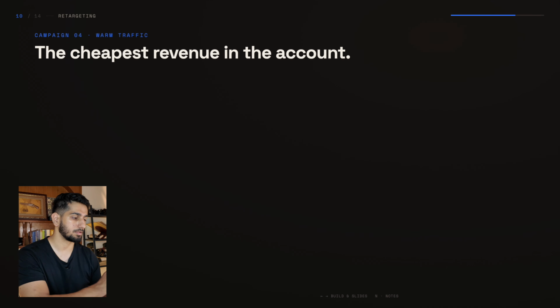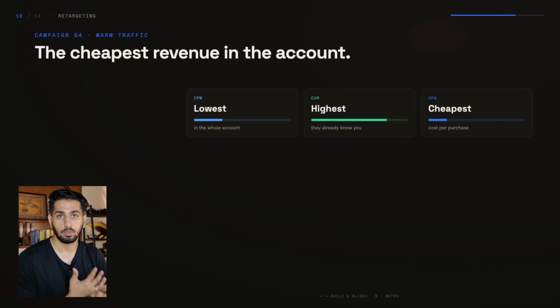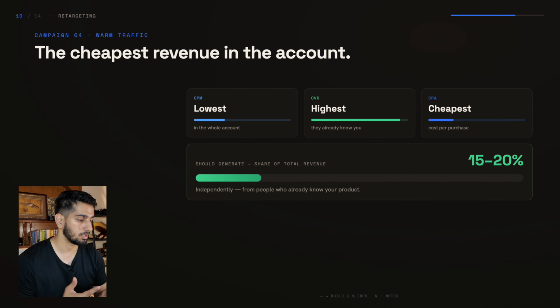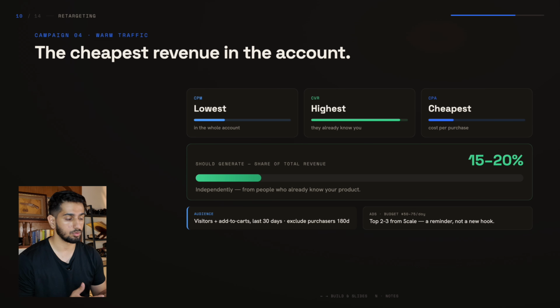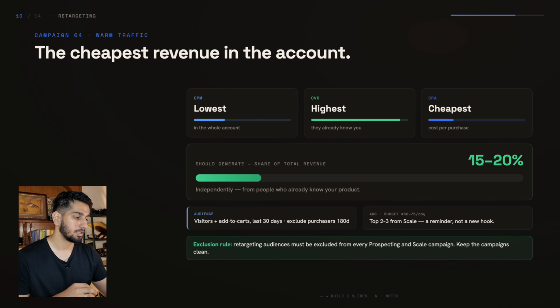Now, for the audience, this is very important for your retargeting. You want to have 2 main sets of audiences. Number 1, people who have visited your website in the last 30 days. And number 2, people who have added your product to cart in the last 30 days, right? Those are the audiences that you want to include. And you want to exclude anyone who has purchased from your store in the past 180 days. Very simple setup, very straightforward.